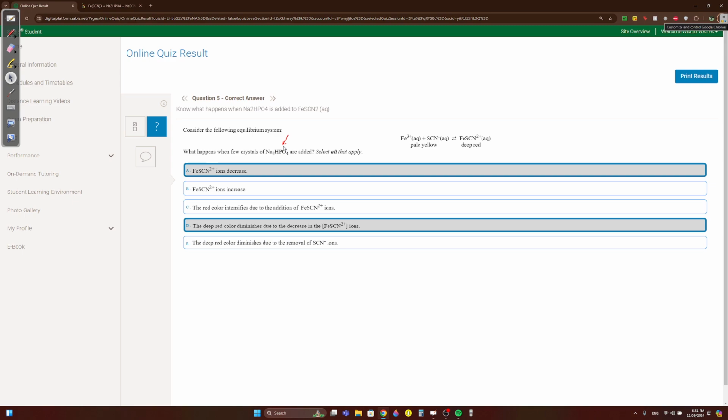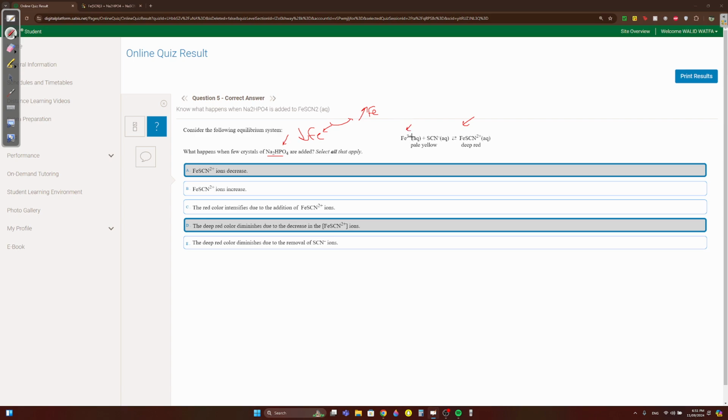So for this one, many people were confused because the answer to it wasn't in the notes, wasn't in the book, wasn't in anything. But it's a rule you have to memorize. When Na2HPO4 is added to this solution, it decreases Fe. Okay, it decreases Fe. And what should the system do to counteract the decrease of Fe? To counteract it should increase Fe, right?